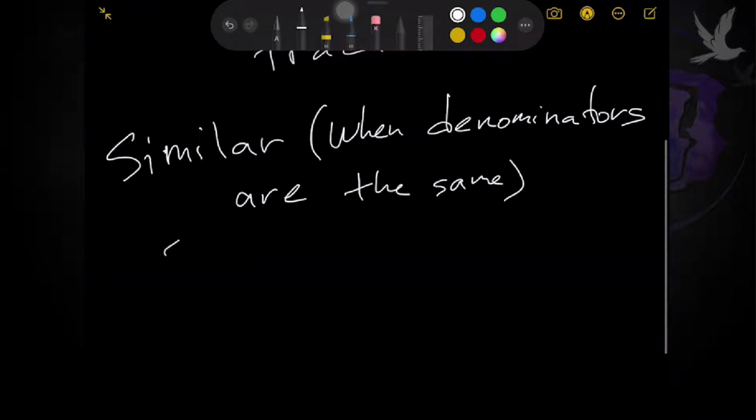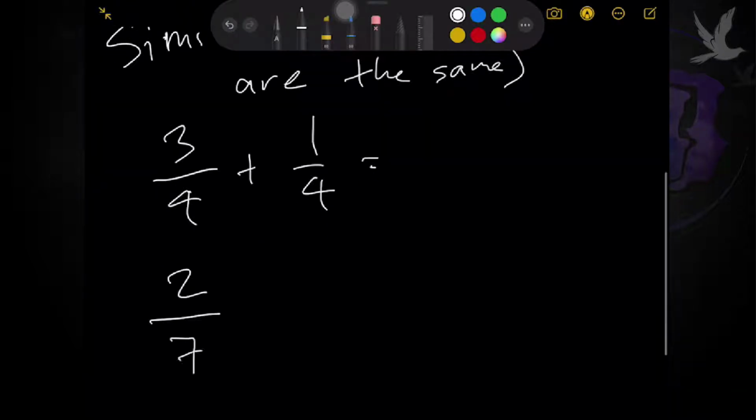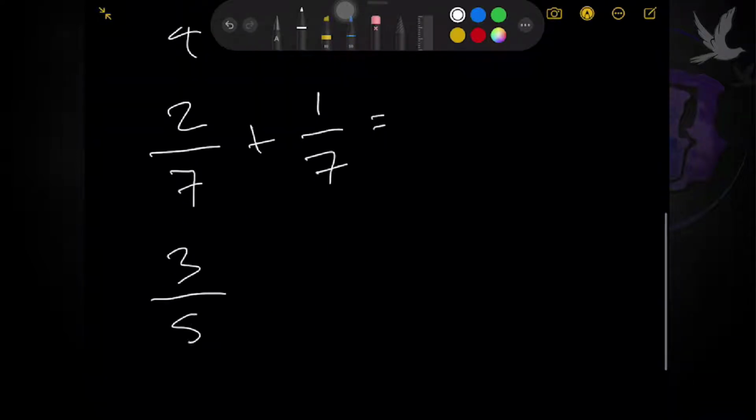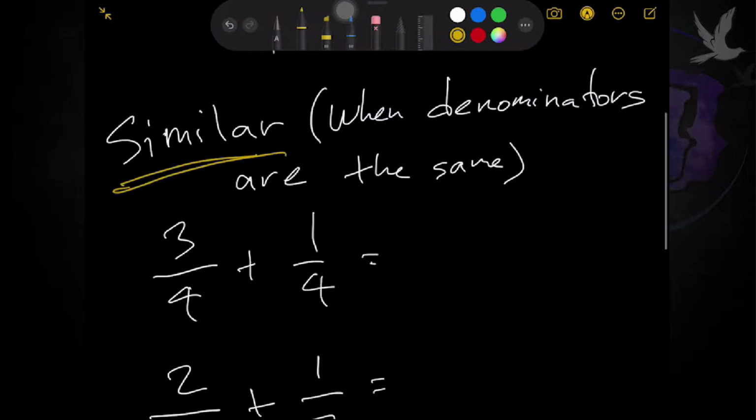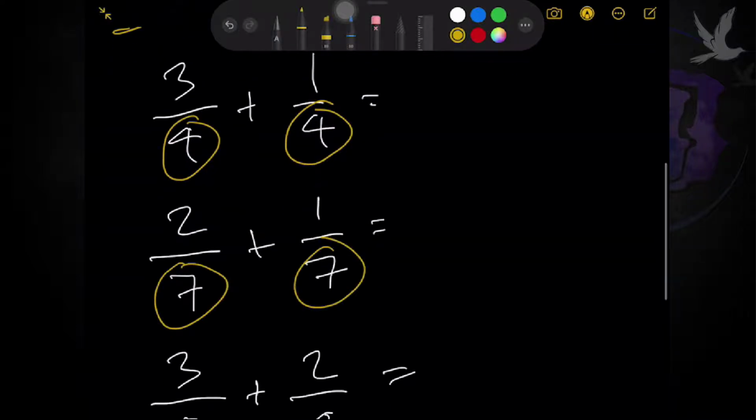So for example, 3 over 4 plus 1 over 4, 2 over 7 plus 1 over 7, 3 over 8 plus 2 over 8. So these are examples of similar fractions where their denominators are the same.